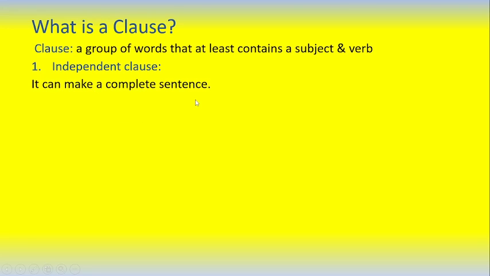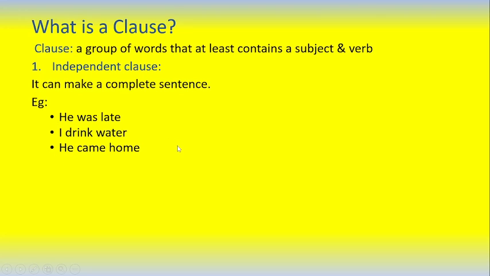Okay, so an independent clause makes a complete sentence. That means it makes sense. There is a subject, there is a verb, and there is an object. Let us understand independent clauses with various examples. For example: he was late, I drink water, he came home.